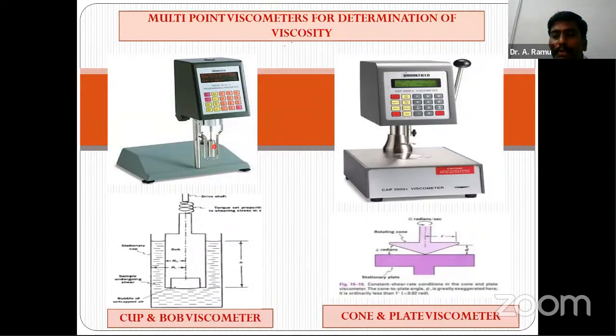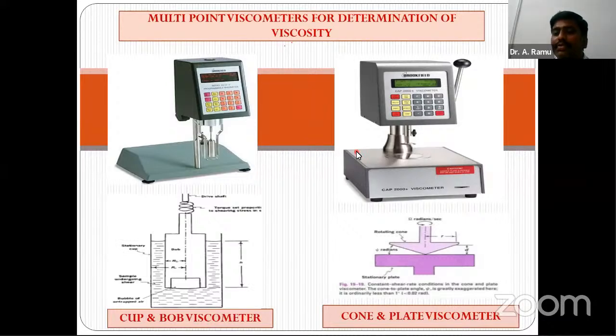So depending upon the torque produced by the sample on the rotating bob, it displays the viscosity, and that viscosity is to be noted. Like this, the viscosity can be determined at various RPMs, and you can construct the rheogram for these suspensions also. Rheogram is the flow curve. To determine the viscosity with the cup and bob viscometer, you require a large amount of the sample. That is, more sample is required.